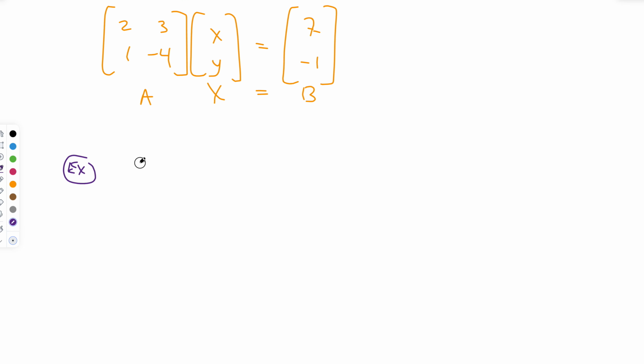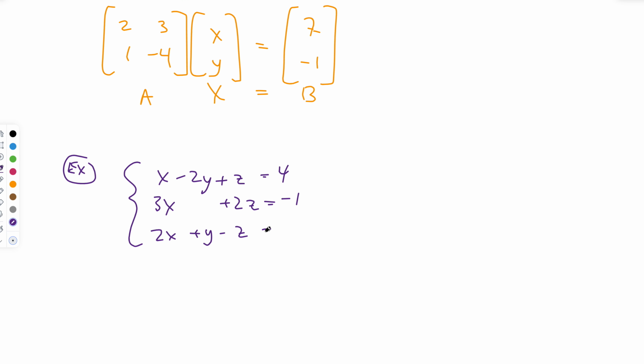So let's assume I've got this system. x minus 2y plus z equals 4. 3x plus 2z equals -1. 2x plus y minus z equals 0. And I want to go ahead and convert this into its matrix equation. So what will this be? Well, let's do this. It'll be Ax equals b.